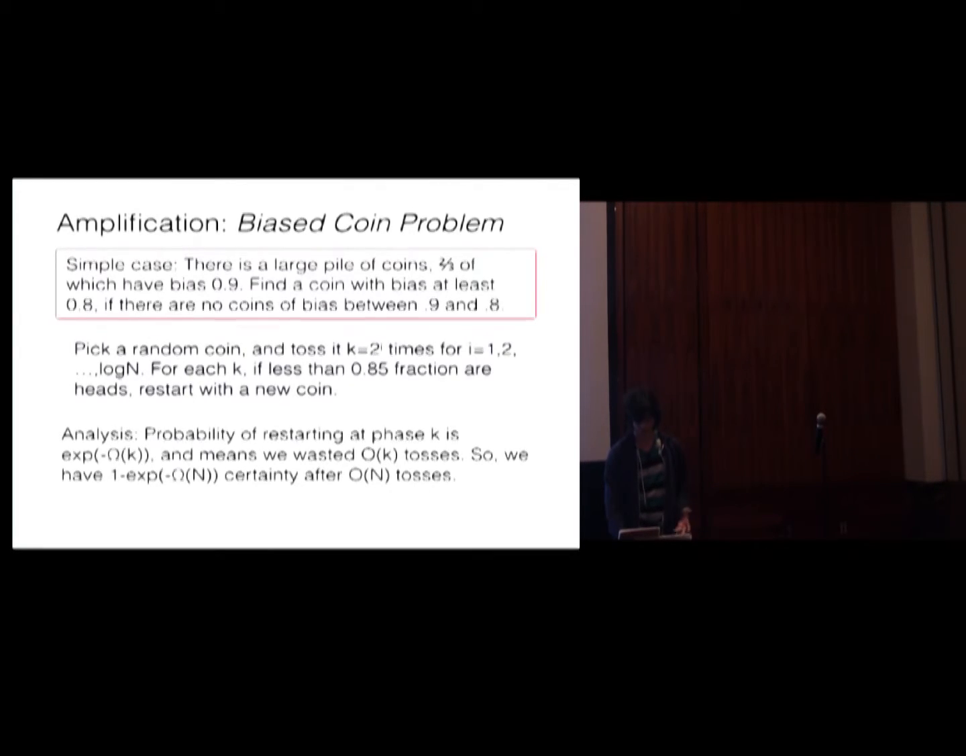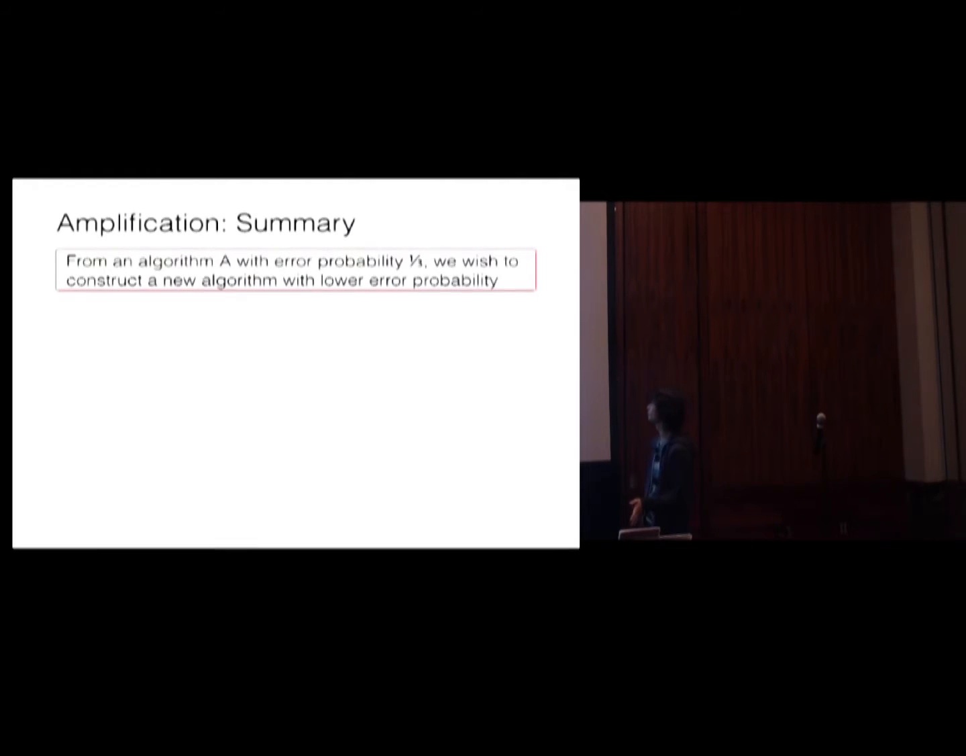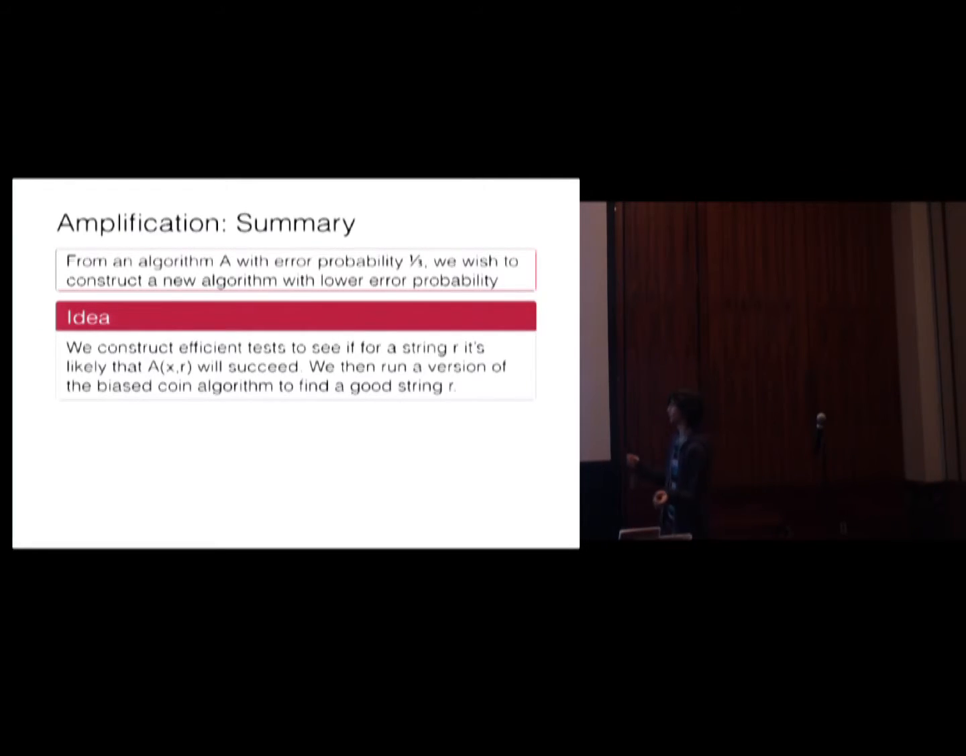All right, cool. So to summarize what we did for amplification, we had an algorithm A with error probability 1/3. We wanted an algorithm with lower error probability. So we saw that some algorithms have these efficient tests to test if a random string looks good or not. And then we can run some version of the biased coin algorithm to find a string R that's good, and then we run A only once. So the takeaway here is if you have an algorithm and you're trying to amplify it, and repetition is too slow, then another thing you can do is try to create an efficient test. And then by the biased coin protocol, this will efficiently amplify your algorithm.